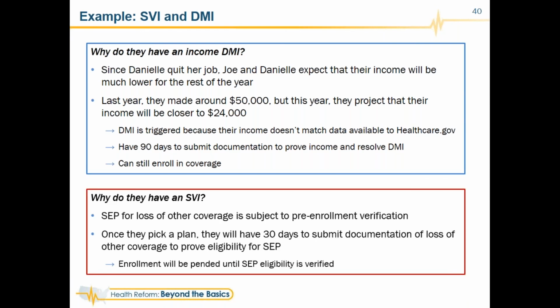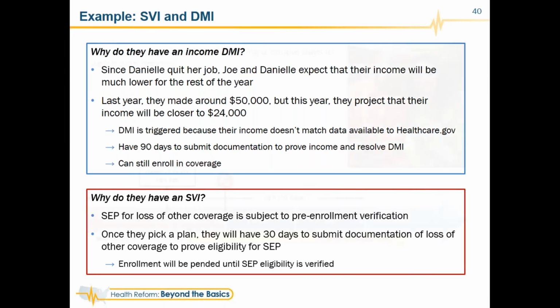Now, why do they have an SEP verification issue? This is because the SEP for loss of coverage is subject to that pre-enrollment verification. So they need to verify that they actually lost or are losing coverage. Once they pick a plan, they'll have 30 days to submit documentation to resolve the SVI. Until then, their enrollment is going to be pended.